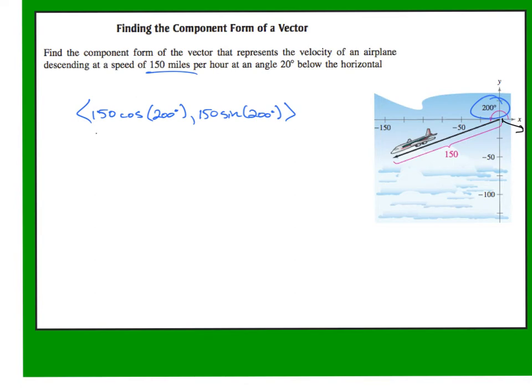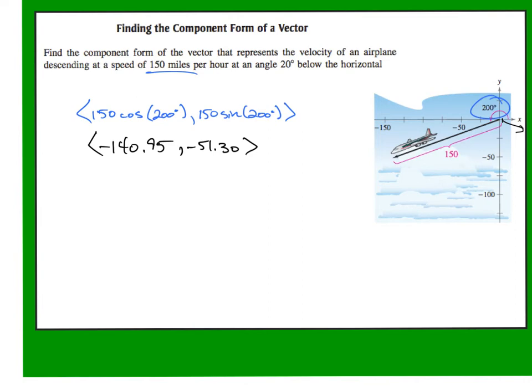My x component. Negative 140.95. It's not 140, is it? Negative 140. All right. And then what? Negative 51.30. So what this is doing is it's saying the airplane is going negative 141 miles per hour left. That would be the horizontal distance. And then the vertical drop is going 51 miles per hour that way. Hopefully it pulls up at the end.